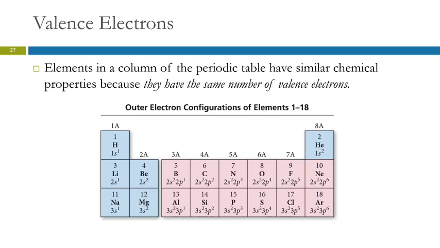The reason that when Mendeleev set up this table that things lined up like they did is because these elements have the same number of valence electrons.